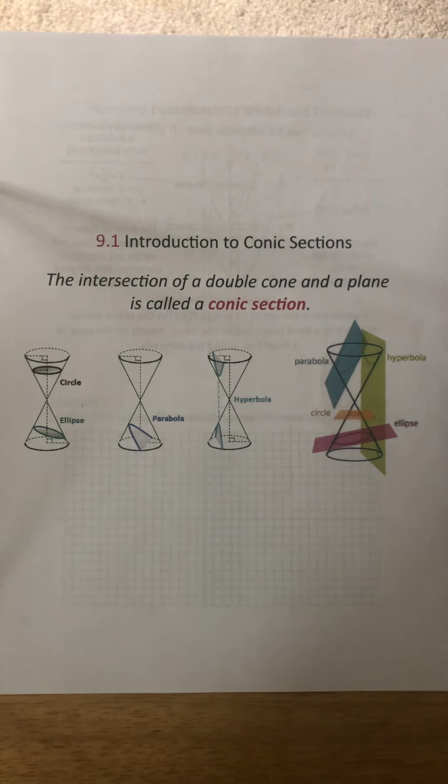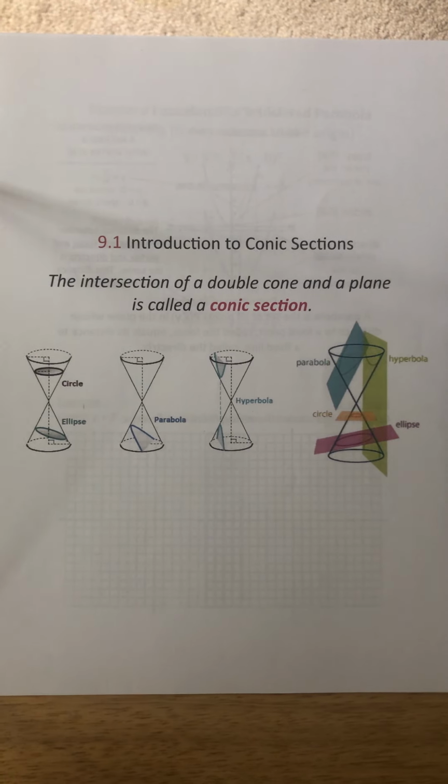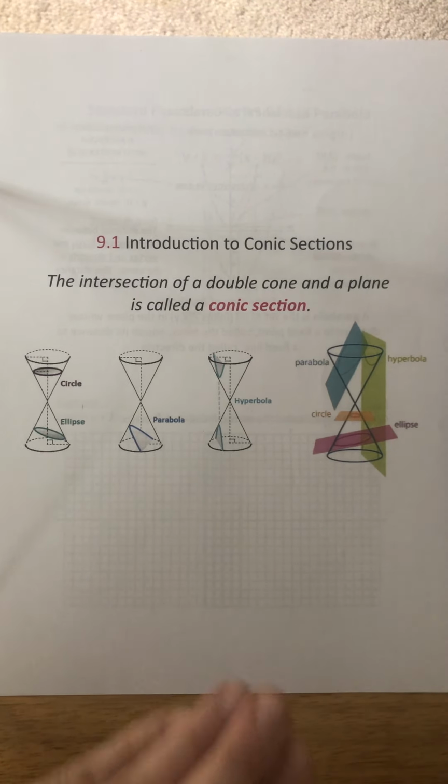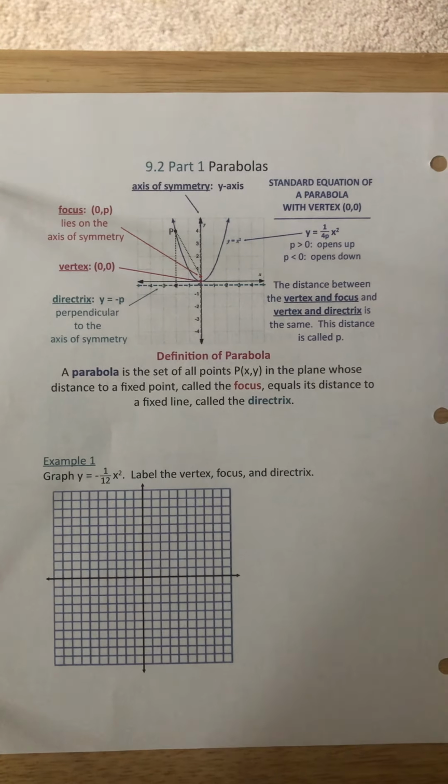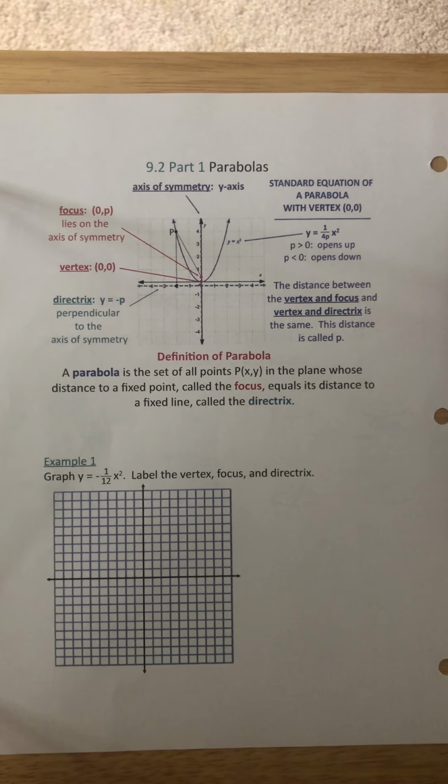So really that's all that we're going to talk about in 9.1 is those are the different shapes that you get from a plane intersecting a cone. So let's just jump right on in to 9.2. We're going to break this up into two parts. Today, obviously, we're going to do part 1, and then tomorrow we will get into part 2.